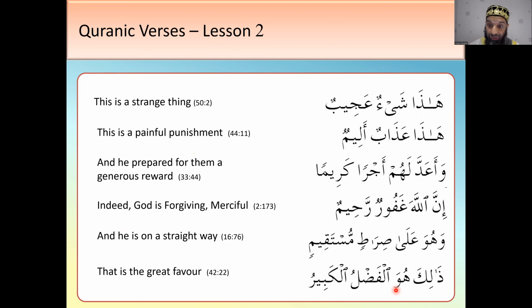So we need to give it some attention. That why is it saying it twice? Right? You won't see this in the English language. In the English language, you're going to say that is the great favor, but that's flat. It's ذَلِكَ هُوَ الْفَضْلُ الْكَبِيرُ. Then scholars explain what's the significance of it being mentioned twice here, right? That's balagha, that's another level.